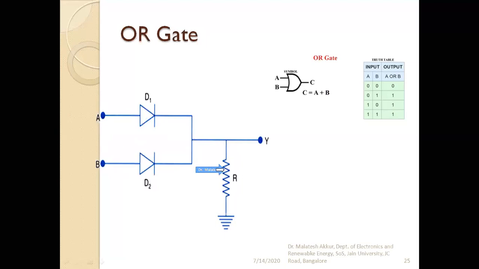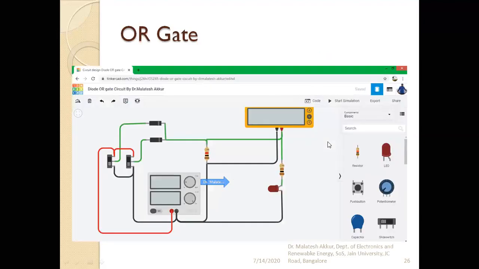So instead of 5 volts, the output will get 4.3 volts. In case of germanium, it will be 0.3 drop, here 4.7. In case of silicon, 0.7 here, and here 4.3. Fine. Now we'll see the circuit in the Tinkercad.